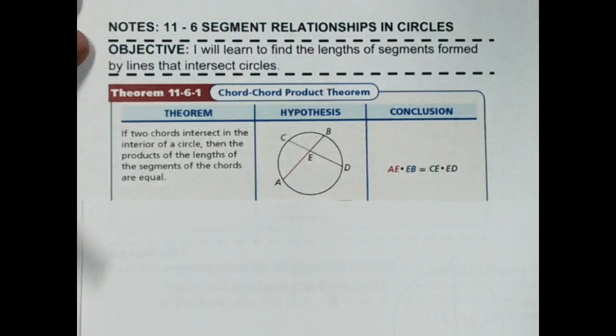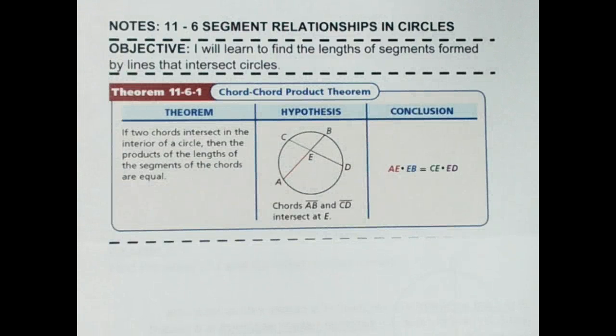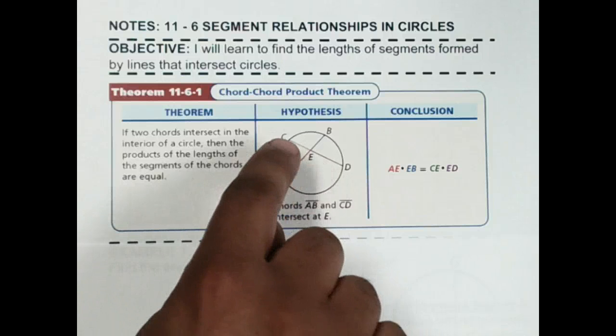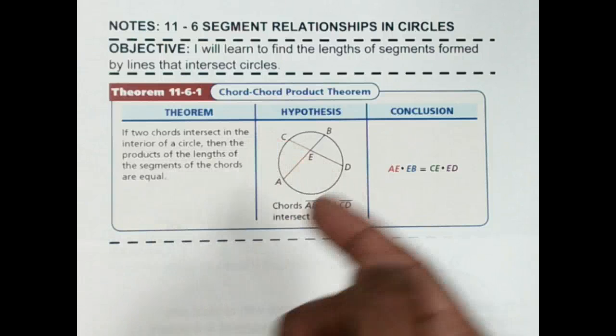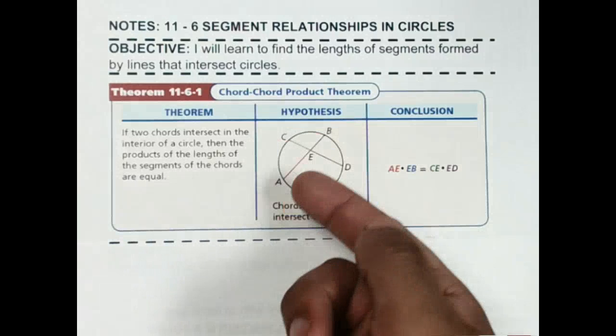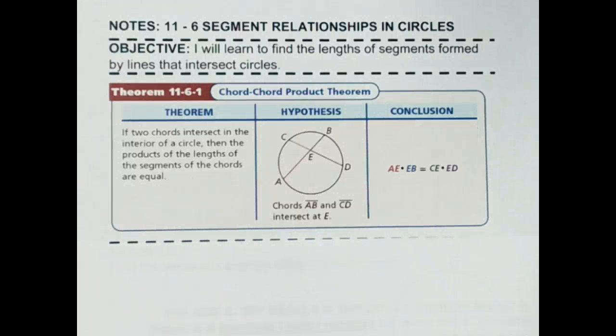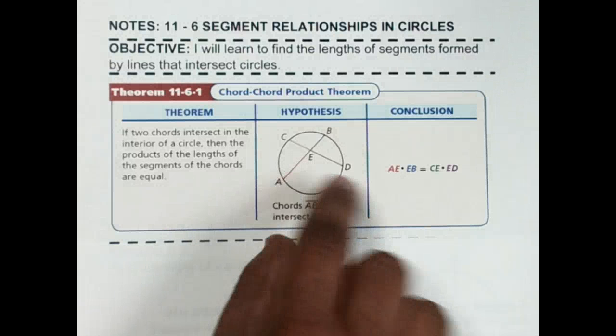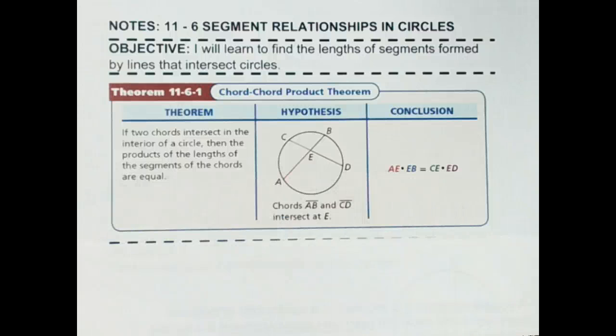Alright, 11.6 deals with segment relationships inside circles. We're going to start with the chord product theorem. And that just says if you have two chords that intersect, then the pieces like CE and DE, and this other piece BE and AE, those four pieces you can actually multiply together and get an equation.